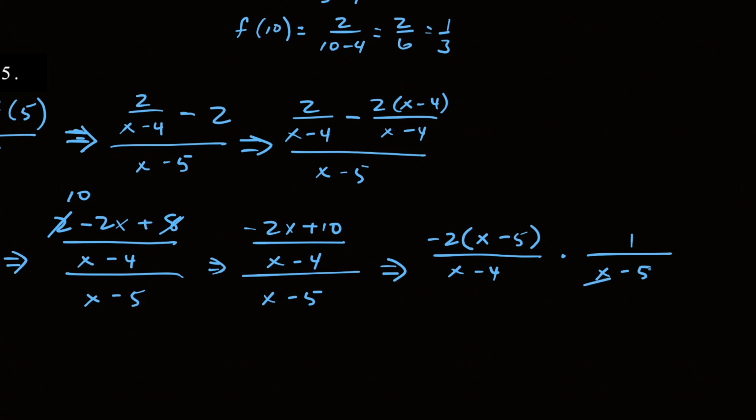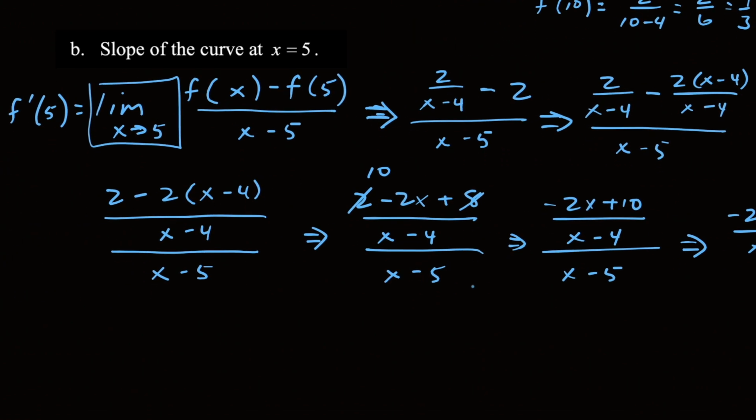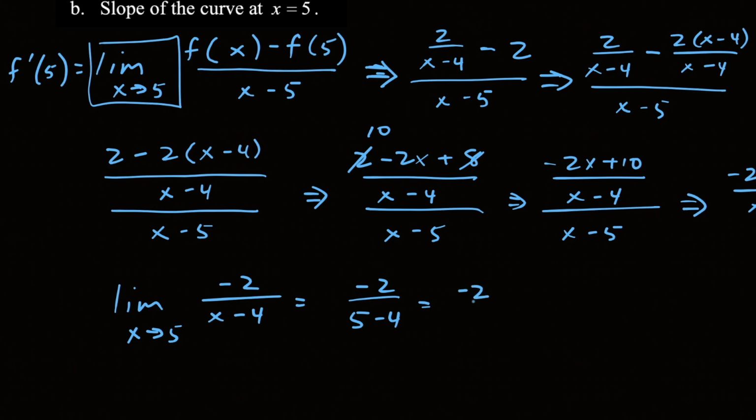All right, and there it is. We can cancel that x minus 5. So now we're ready. We're left with negative 2 over x minus 4. So we are going to take the limit as x approaches 5 of that negative 2 over x minus 4, which means we can just substitute in that 5. So we get negative 2 over 5 minus 4, which is negative 2 over 1, or simply negative 2.